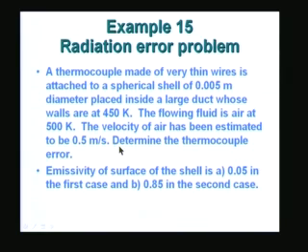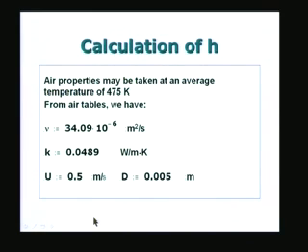We want to determine the thermocouple error, and two cases are taken: one in which the emissivity of the surface is 0.05, and the second in which it is 0.85. So, we will quickly go through this example. Again, the air properties are taken at the mean value as we did in the previous case, at 475 Kelvin, with 450 and 500 being the two limits.